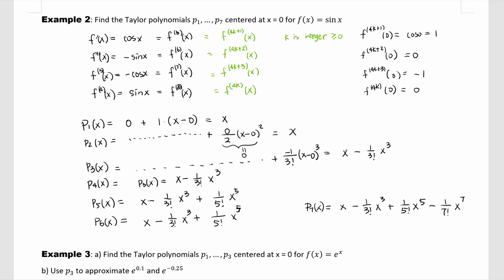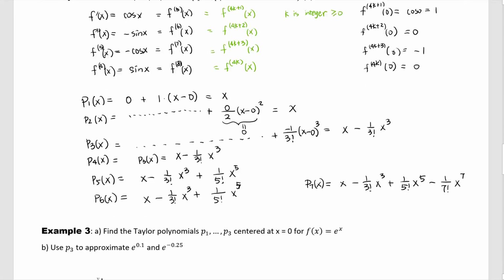And for P5, we have an extra term because the fifth derivative is 1. So the extra term is 1 over 5 factorial times x to the fifth. And because the sixth derivative is 0, P6 is the same as P5. And for P7, the extra derivative is negative 1, so we have an extra term of negative 1 over 7 factorial times x to the 7. Okay, so that is example 2. Let's continue.